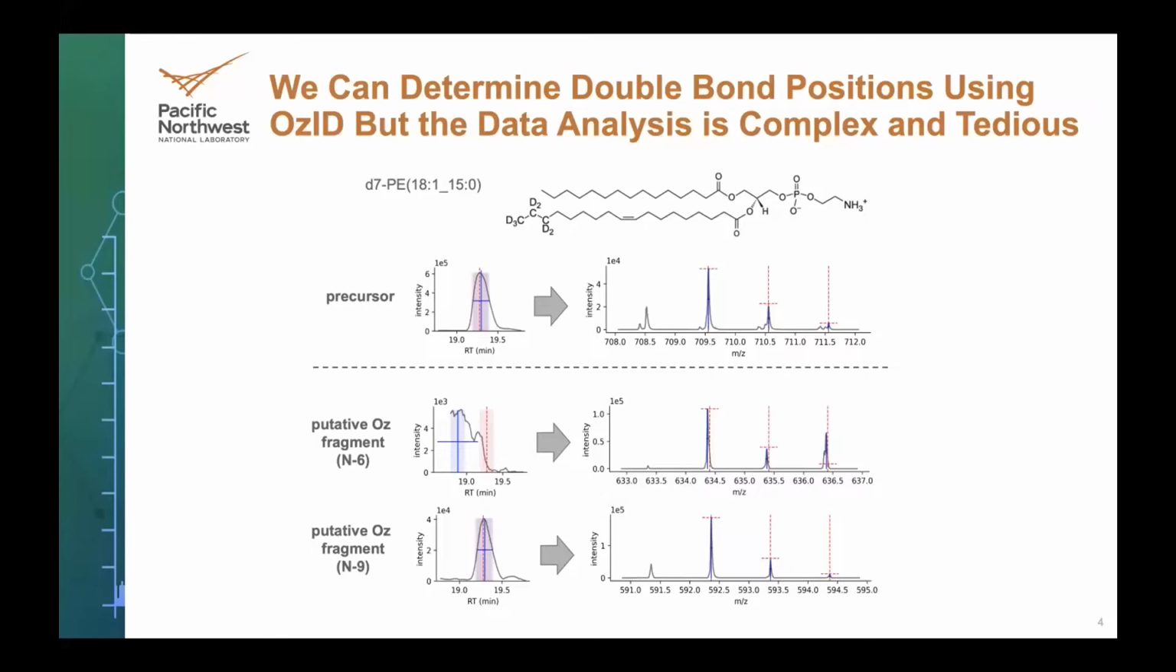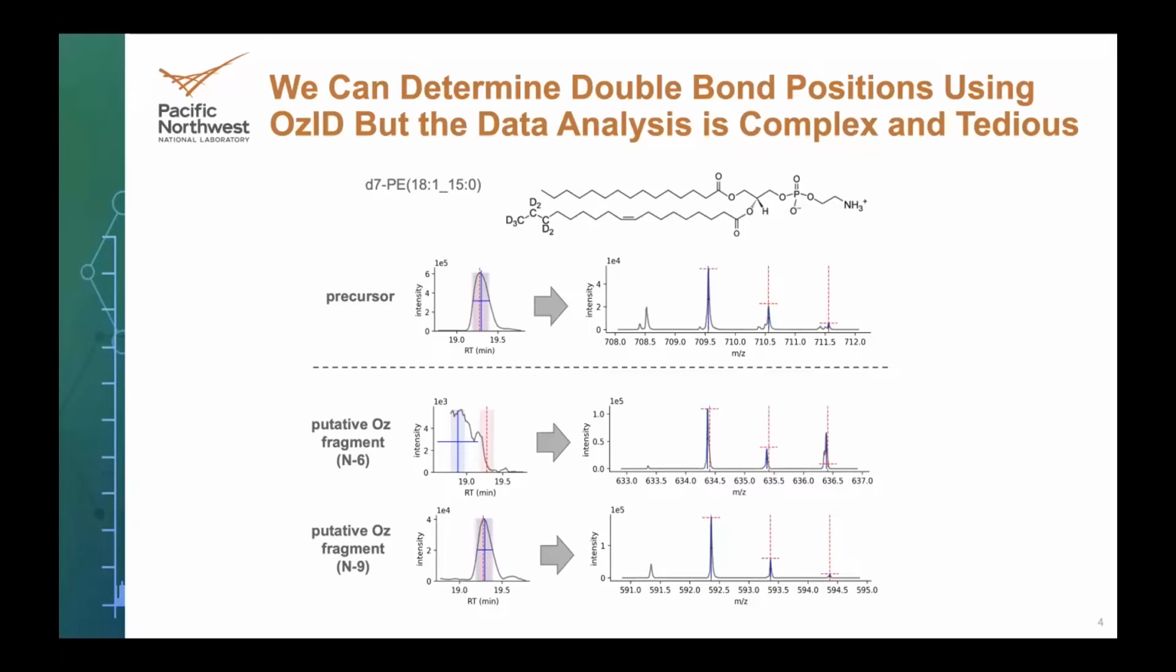Like with the precursor, we extract the XIC. We can select the tip of the XIC, extract the mass spectrum, and compare that to the theory based on the molecular formula of the fragment. The 2 critical metrics we use for ultimately assigning a double bond position from this data are, number 1, the agreement between the XIC of the putative fragment and the precursor, because if it's produced from the precursor, they should have similar chromatographic profiles. And number 2, the agreement between the theoretical and observed isotopic distributions.